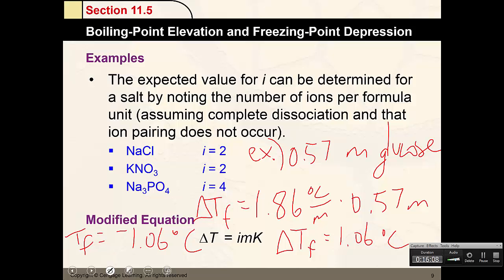Now, if instead this was 0.57 molal solution of salt, you would have to multiply by 2, since salt NaCl breaks apart into 2 particles. So the Van't Hoff factor is 2. So that means the change in freezing point would be 2.12 degrees Celsius, and the new freezing point would be negative 2.12 degrees Celsius. So on roads, normally we use salt, but sometimes you'll also use calcium chloride, CaCl2, and sometimes that's more effective since the Van't Hoff factor of calcium chloride is 3.